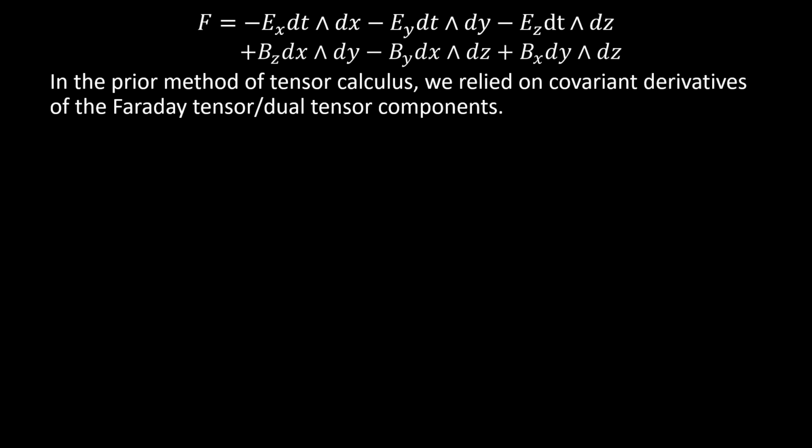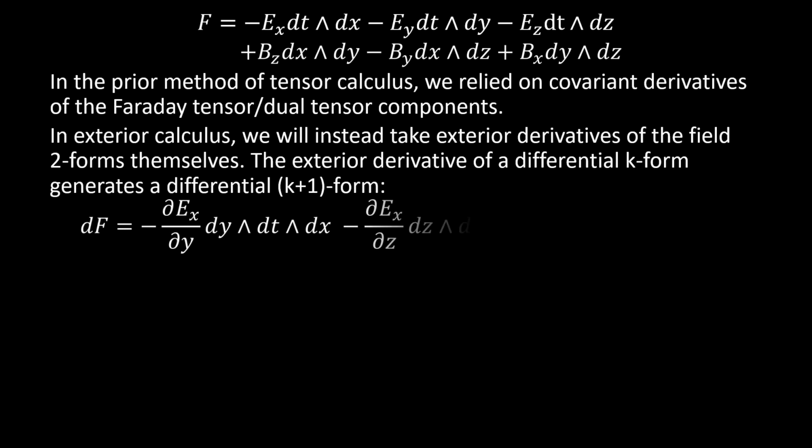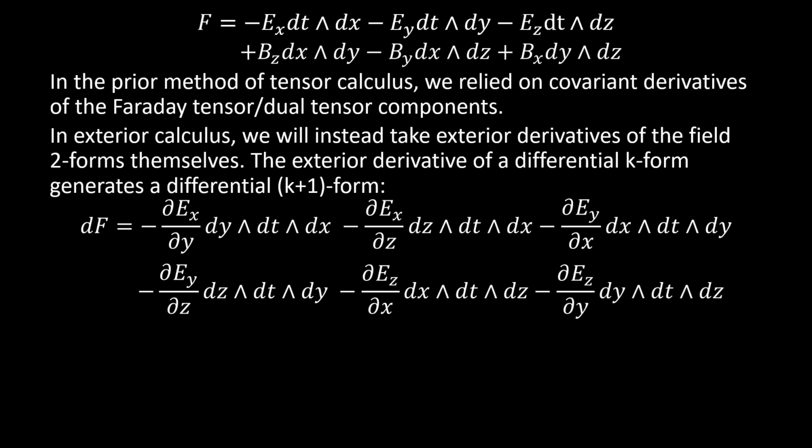In the prior method of tensor calculus, we relied on covariant derivatives of the Faraday tensor and dual tensor components. In exterior calculus, however, we will instead take exterior derivatives of the Faraday 2-forms themselves, and the exterior derivative of a differential k-form generates a differential k plus 1 form by definition. So now we have two wedge products combining three differential 1-forms into a differential 3-form. So these are all our electric field components here, and now we have to do the same for the magnetic field components.